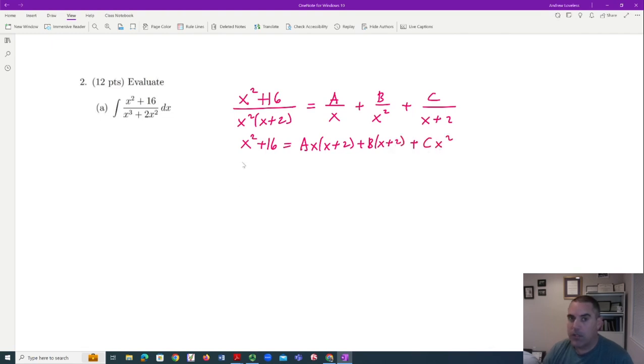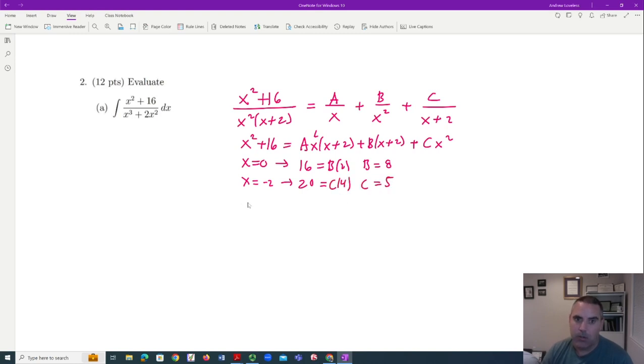And then we have two things we can do. We can plug in special values that make one side 0. 0 is a good choice here because it makes this 0 and that 0. So you get b times 2. You get b is 8. Negative 2 is a good choice because you get 20 on the left equals c times 4. I know I did this in a different video.